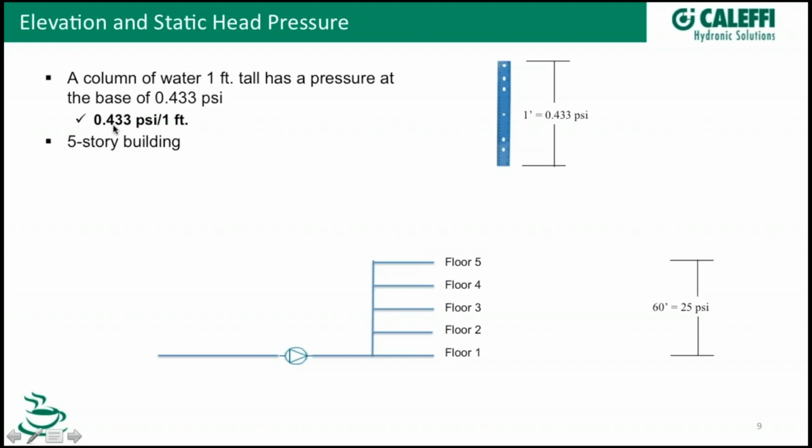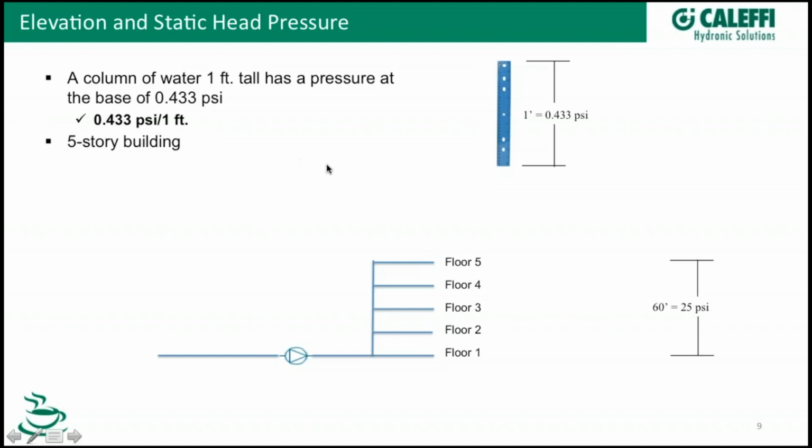So here's what we know about pressure. It takes just under a half a pound of pressure, 0.433 psi, to lift water up a foot. So if I only have to lift water up a foot in my building to get up to that elevation, I would need 0.433. Lots of times people will round that off to 0.5, so you can do the math in your head a little bit quicker, but that's the exact number if you're doing a design that you want to use.